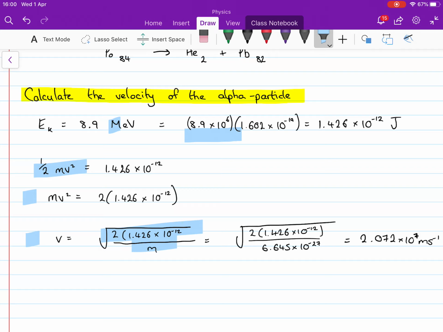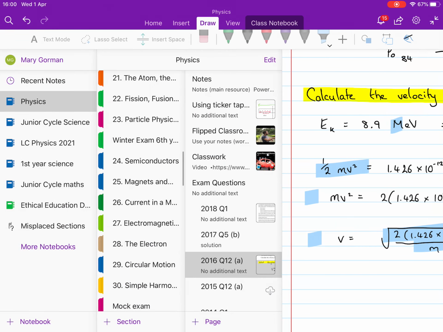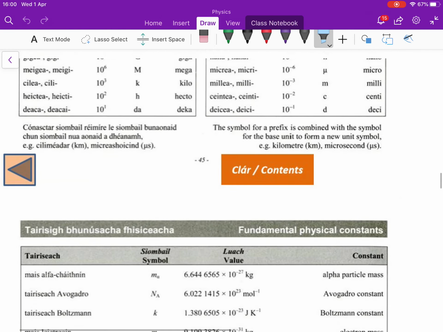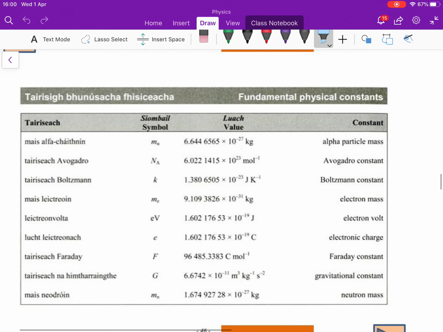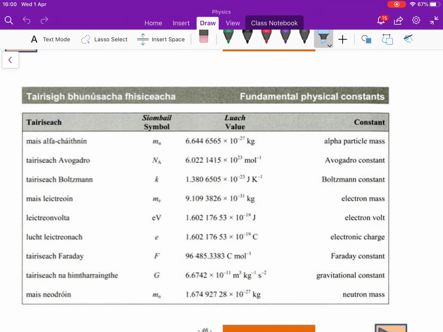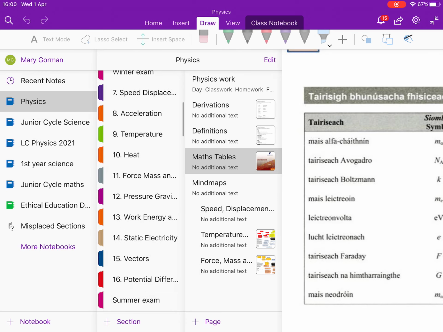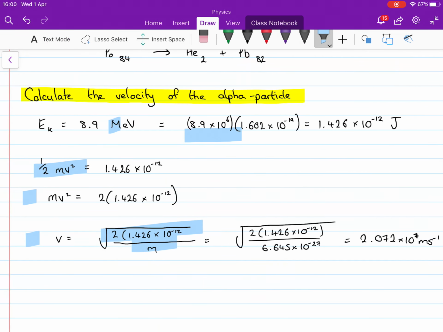Now, dividing by m, mass, and it's the mass of what? It's an alpha particle in this question. So again, you can look up the mass of an alpha particle. You just go to your maths tables. And here it is, the very top of that page. Alpha particle has a mass of 6.645 by 10 to the minus 27 kilograms. So I'm going to use that figure. I substitute that in, and that gives me an answer then of 2.072 by 10 to the power of 7 meters per second.